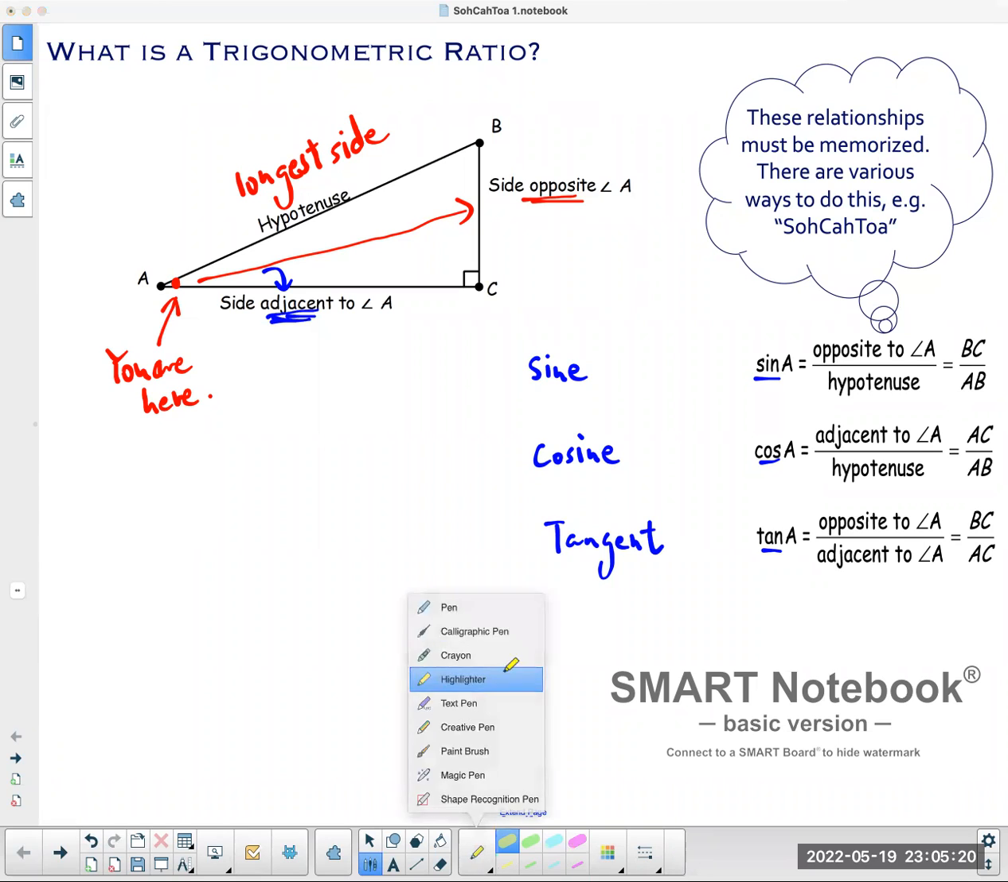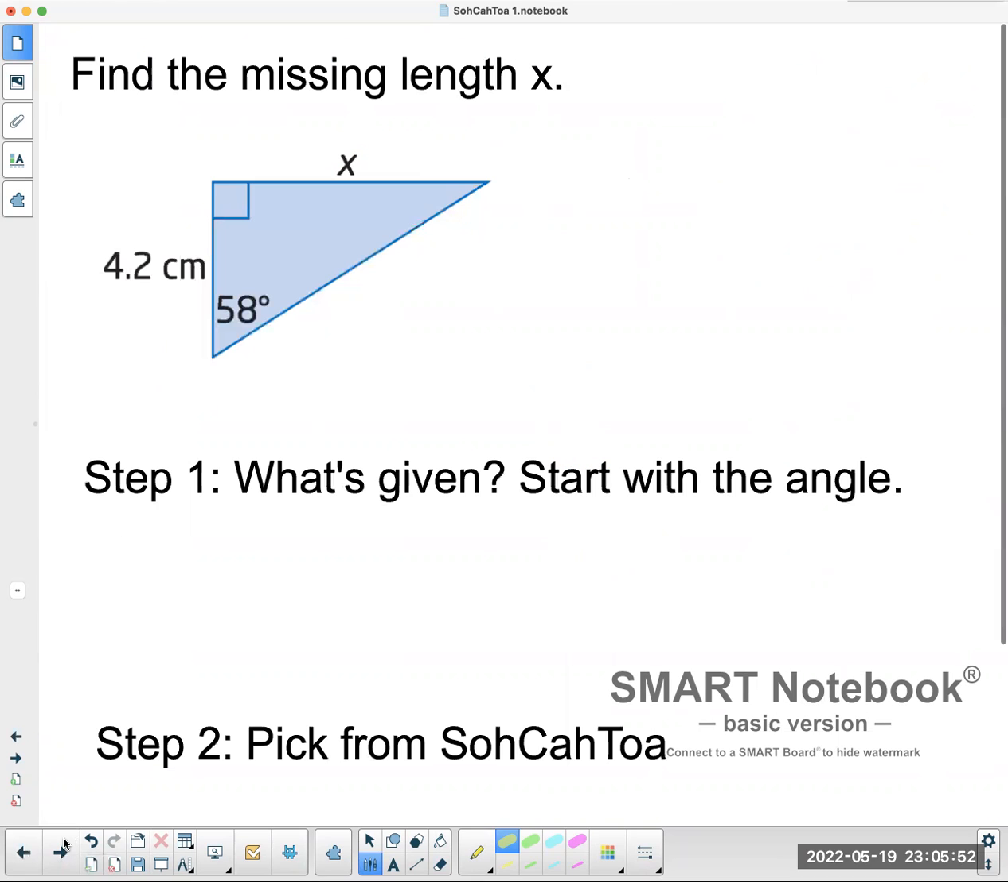And to remember this, we often use a mnemonic called SohCahToa. Sine is equal to opposite over hypotenuse. Cosine is equal to adjacent over hypotenuse. Tangent is equal to opposite over adjacent. SohCahToa. And you need to remember this. Now, how do we use this to solve for an unknown side? Well, here are three simple steps you can follow, and you can solve this every single time.